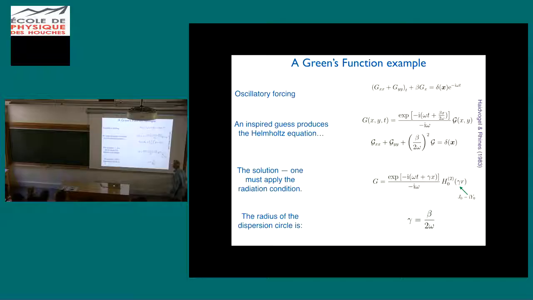Okay. So what are the implications of this in a kind of non-trivial example? I'll do it fairly quickly. I am fond of it because Peter Rhines used to like it when I was a graduate student.